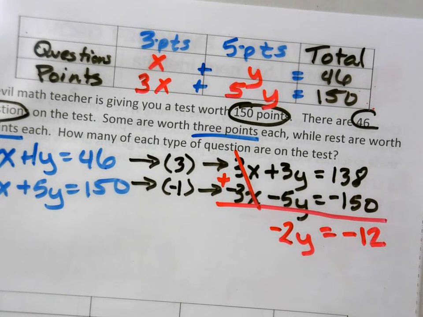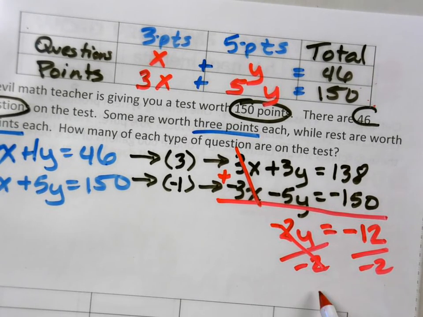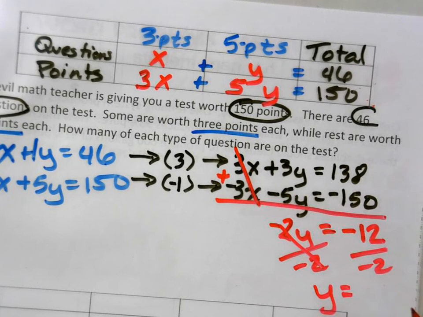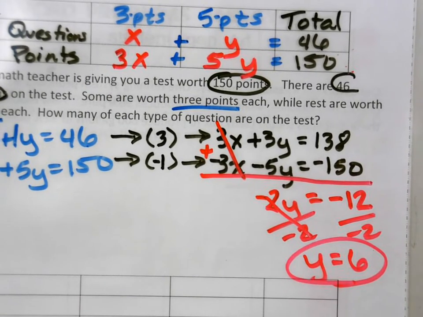Negative 12. So then divide by negative 2, which gives me y equals 6. What is that 6 talking about? The number of Y. So Y is 6.